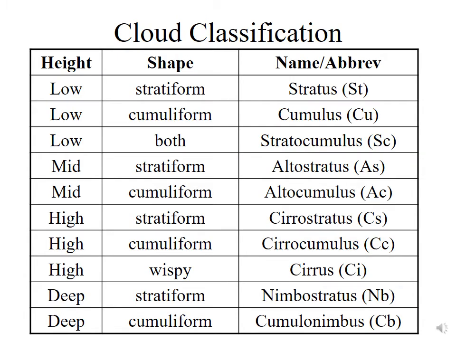So here we have our cloud classification naming conventions. What we do is we take the different height categories, low, mid, high, and deep, and combine those with the shape, either stratiform or cumuliform, in order to come up with a basic name for the cloud. So for example, a low stratiform cloud would be referred to as a stratus cloud with the abbreviation ST. A low cloud that exhibits cumuliform features would be a cumulus cloud, abbreviated CU. And for these low clouds, there's a third category that's basically a combination of stratiform and cumuliform.